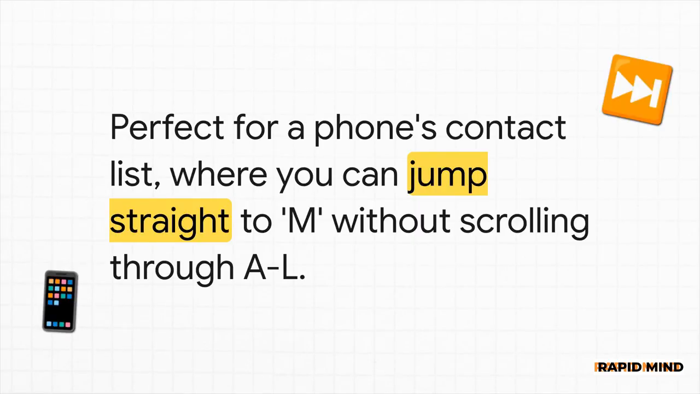A perfect real-world example? Your phone's contact list. Think about it. When you tap the letter M, you don't have to watch it scroll through all the A's, B's, and C's. No, it just jumps directly to the M section because it knows the index. That right there is the power of an array's instant access.